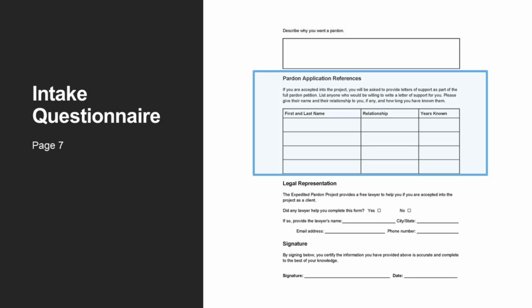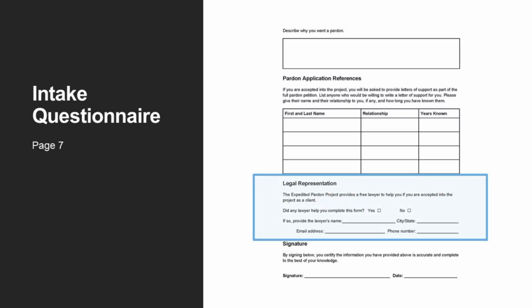Next, you will need to identify pardon application references. If you are accepted into the project, you will be asked to provide letters of support as part of the full pardon petition. List anyone who would be willing to write a letter of support for you. They may include community leaders, religious leaders, employers, friends, neighbors, or family members. Please give their full name and their relationship to you, if any, and how long you have known them.